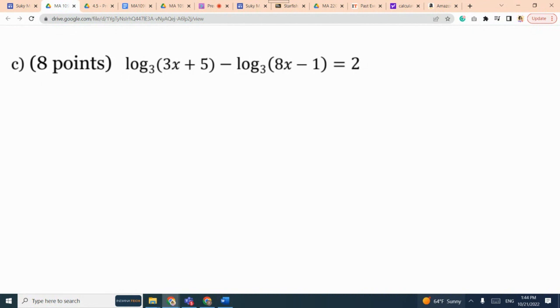Ready to raise to the power. This is pretty.